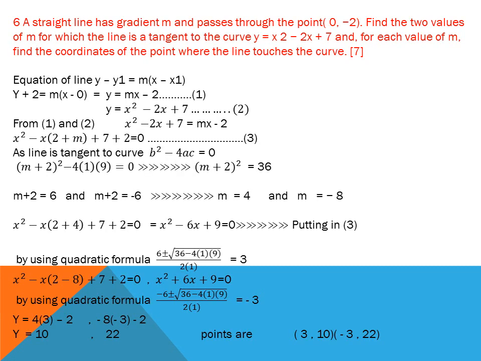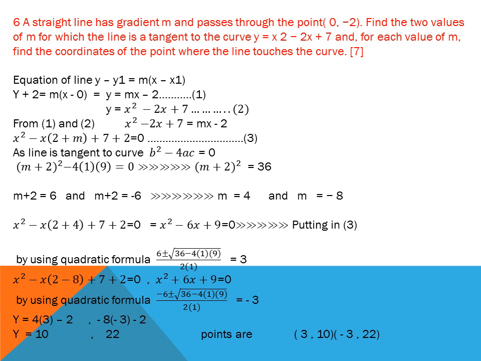In the next question, a straight line has a gradient m and passes through the point (0, minus 2). Find the two values of m for which the line is tangent to the curve. It is related to a question I have already solved in a previous slide. The equation of the curve is y is equal to x square minus 2x plus 7, and for each value of m find the coordinates of the point where the line touches the curve.